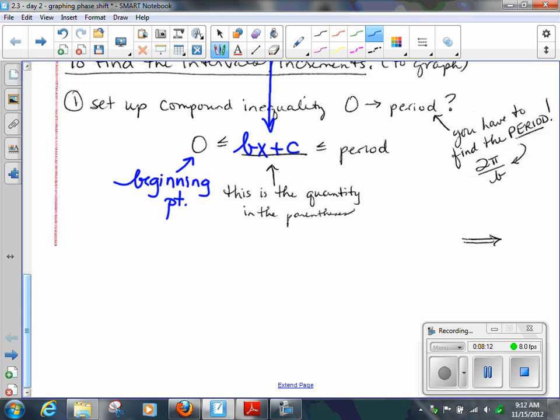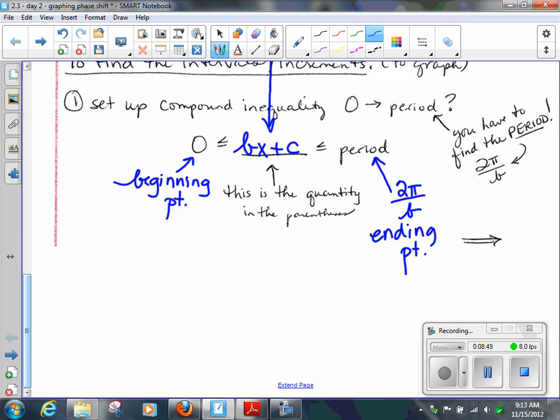And the period that we find, 2 pi over b, is going to be our ending point. This all has to do with, now what we have been doing, we've always started at 0, and we have gone however long that period was. And then we just mathematically calculated what those other increments will be. But this is a quantity that's going to be in the parentheses in your original problem, okay?